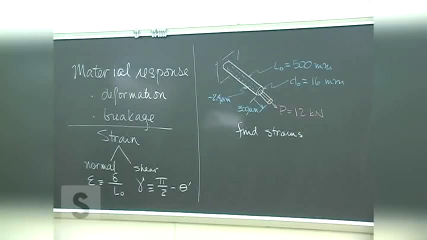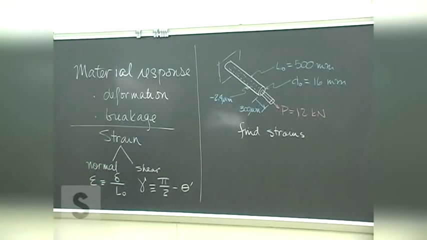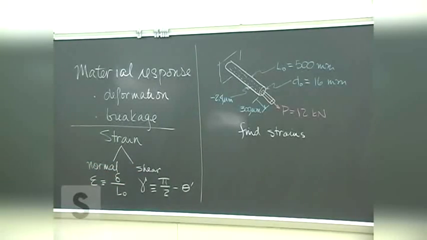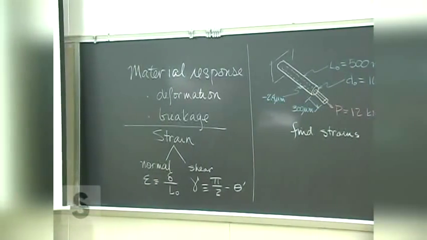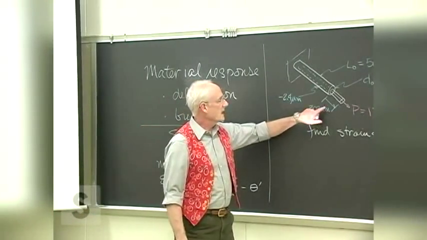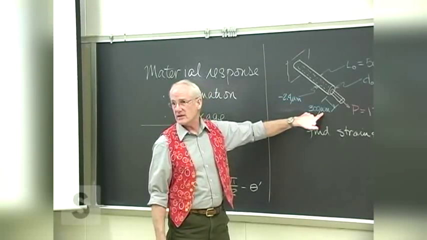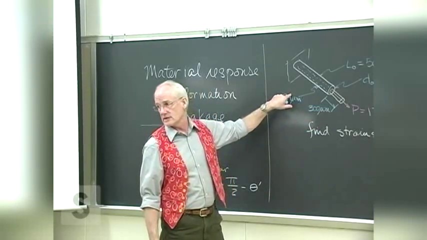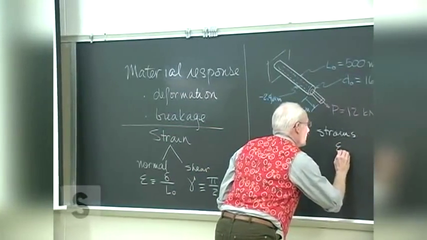Which kind of strains am I talking about? Normal strains or shear strains or both? For what's given here, we have two normal strains. It's undergoing a length increase and a diameter decrease. So we have two strains in those directions.